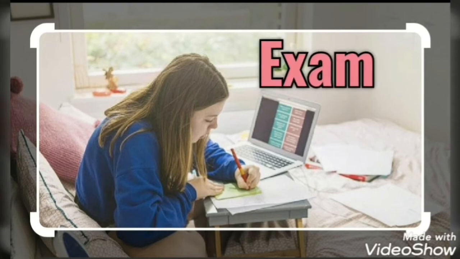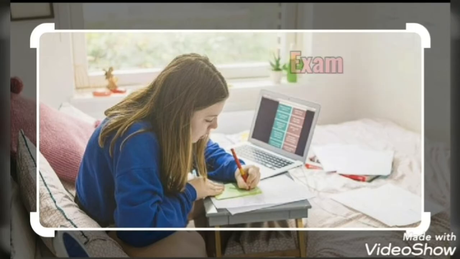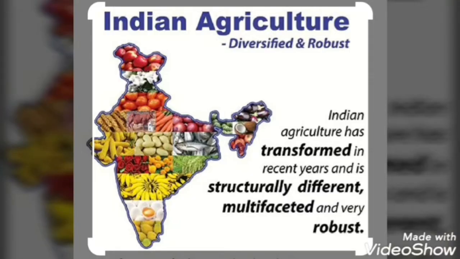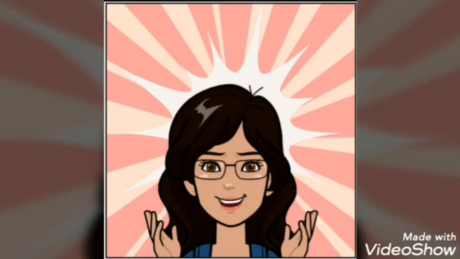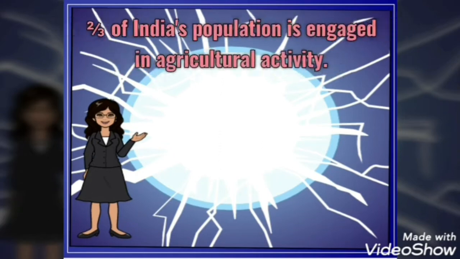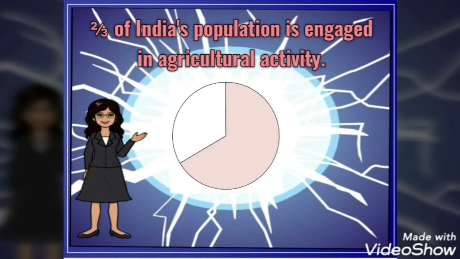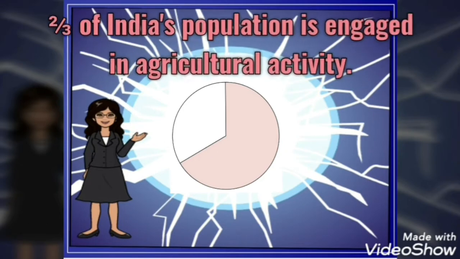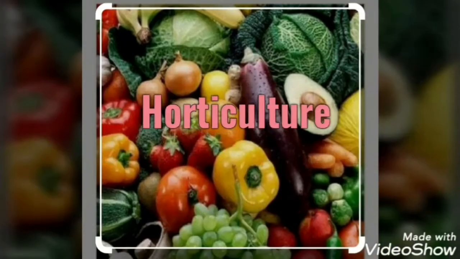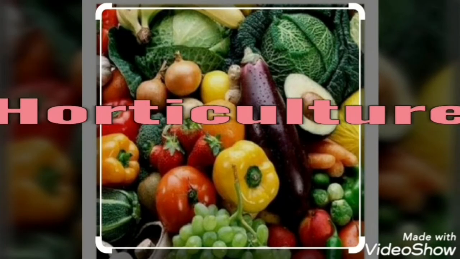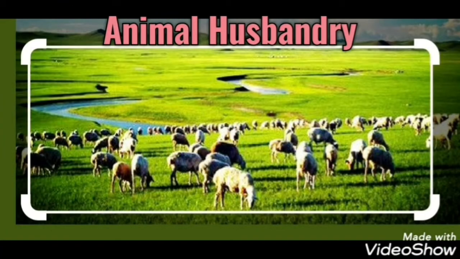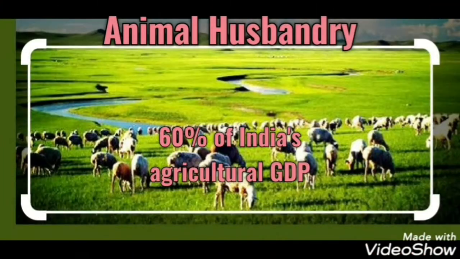But if you go in a little detail, you will find a number of amazing facts about Indian agriculture. Let me tell you some of them. Almost 2/3 of our population is engaged in agricultural activity. Indian agriculture is multifaceted with horticulture and animal husbandry, contributing to over 60% of India's agricultural GDP.